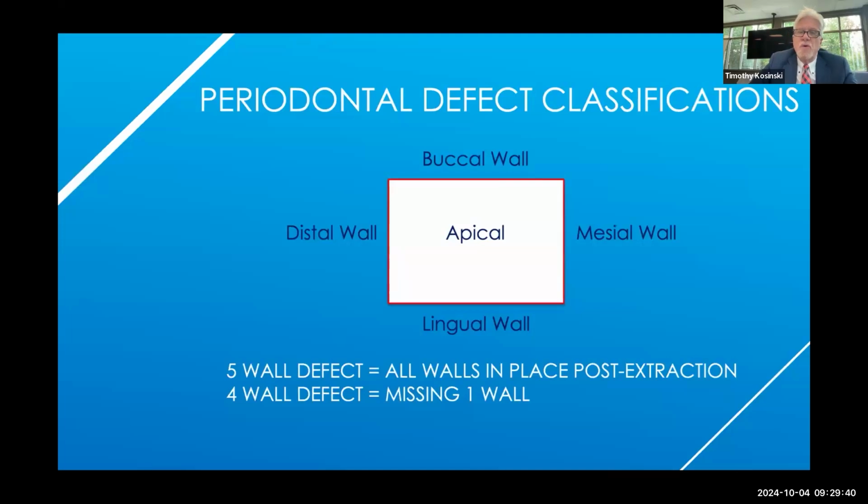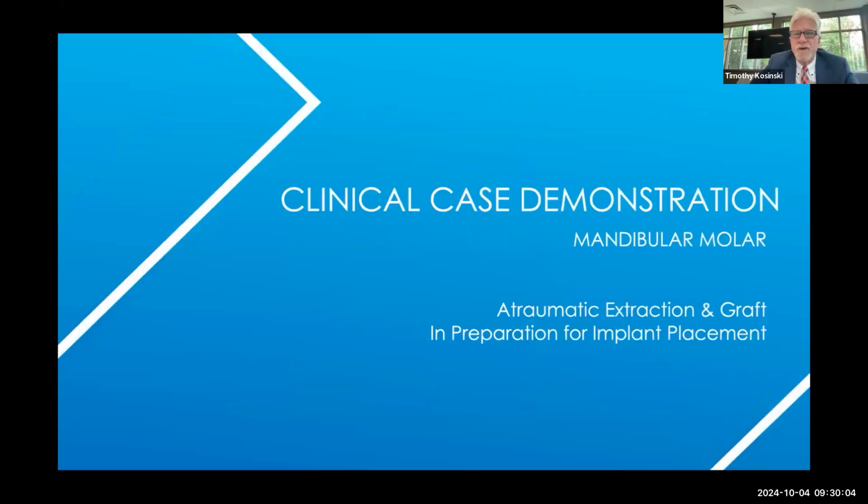In today's program, we're going to talk about two defects. A 5-wall defect where all the walls are intact, the floor is intact, or a 4-wall defect where the facial wall is missing. Anything more than that, I'm not going to demonstrate here today. I think that's a much more intensive description of bone grafting that we should save for another day.